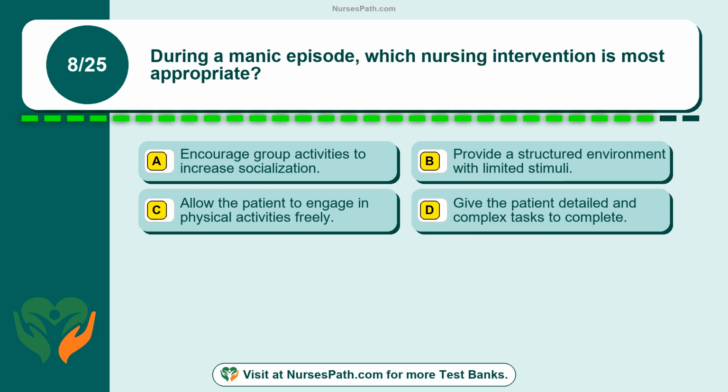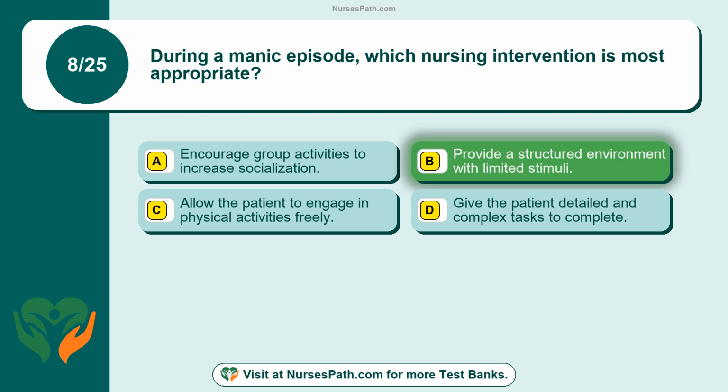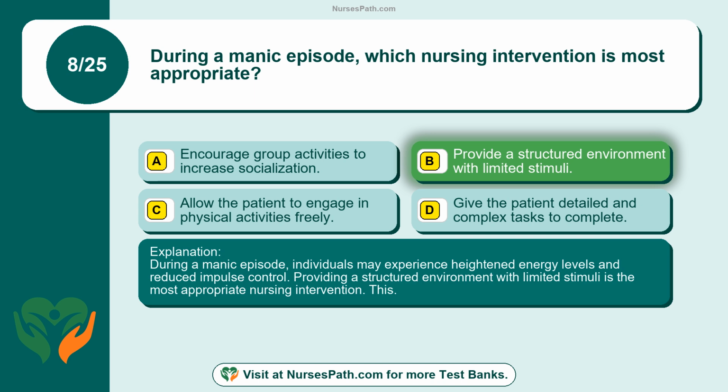Question 8. During a manic episode, which nursing intervention is most appropriate? Option A, encourage group activities to increase socialization. Option B, provide a structured environment with limited stimuli. Option C, allow the patient to engage in physical activities freely. Option D, give the patient detailed and complex tasks to complete. The correct answer is option B, provide a structured environment with limited stimuli. During a manic episode, individuals may experience heightened energy levels and reduced impulse control. Providing a structured environment with limited stimuli is the most appropriate nursing intervention.